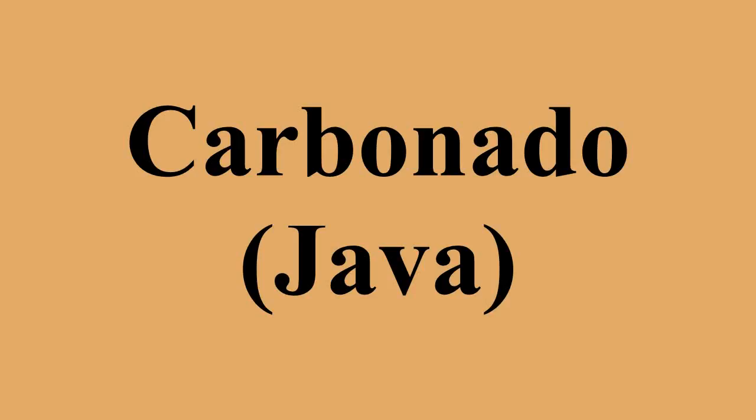Carbonado storables are not pure POJOs, and they must always extend the storable superclass. By doing so, they gain access to various methods built into it. A storable definition may also contain business logic, following the active record pattern.